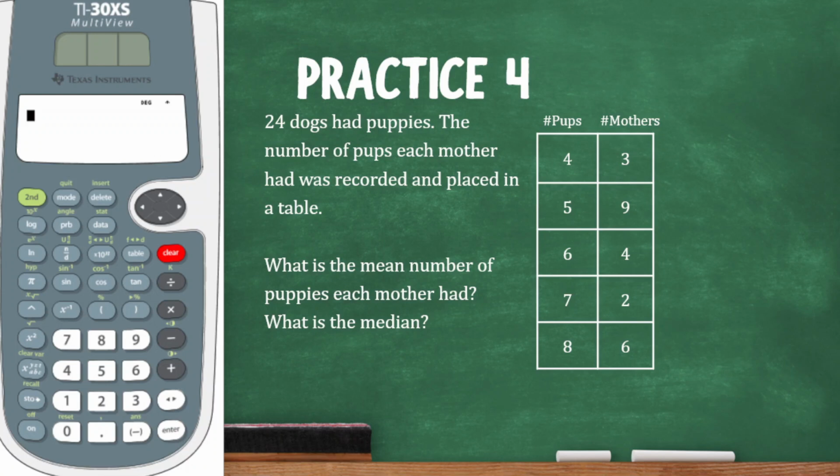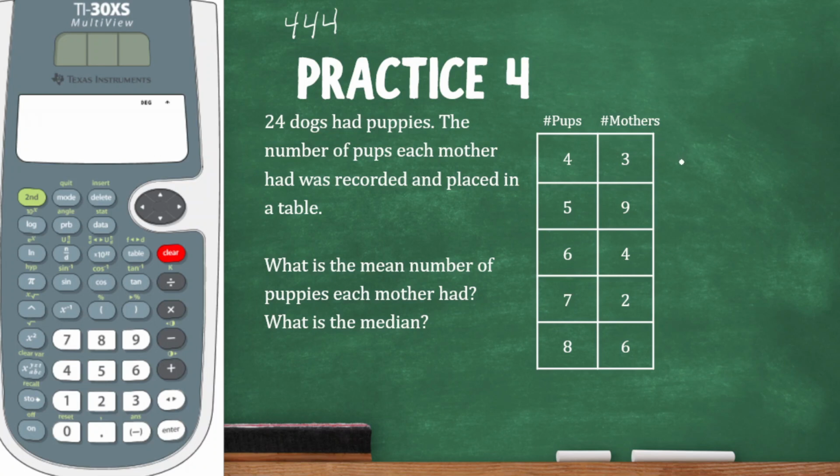Let's do one last practice. 24 dogs had puppies. The number of pups each mother had was recorded and placed in a table. What is the mean number of puppies each mother had? What is the median? So we have a table here, and this is actually a frequency table. So here in this first row, 3 mothers had 4 pups each. That's kind of like saying there's 3 4s right there. But instead of listing out all of those 4s and all of the 5s and all of the 6s, they make a frequency table like this.